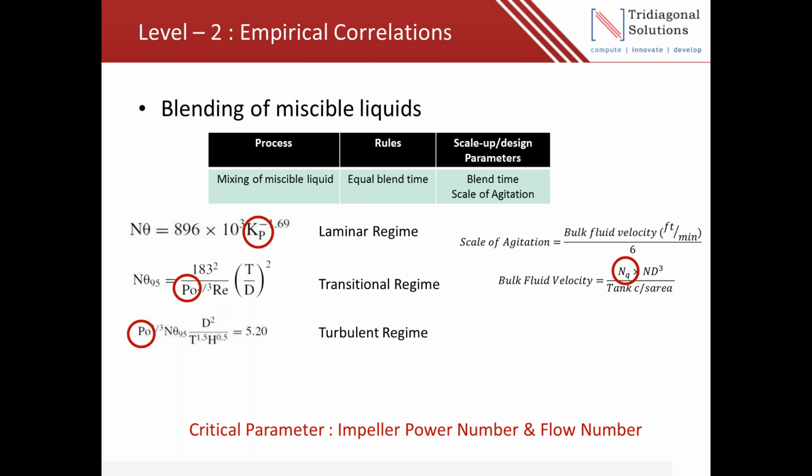If we look at all these correlations which are available, we will notice that one of the important parameters in all of this is the impeller power number. So the correct estimation of the impeller power number or the flow number is very critical, or the correct availability of this number for our application is very critical to get an accurate estimation of the blend time for our vessel.